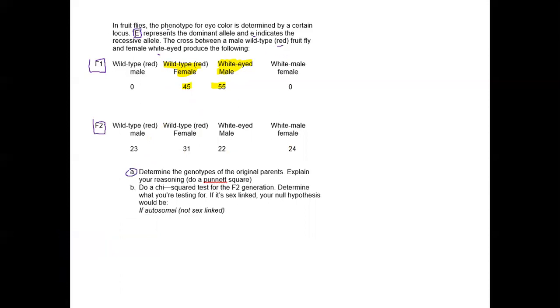So let's talk about this first. I like to write this off to the side: big E is wild type, and they're telling you that's dominant. The little e is going to be white. That's recessive, and wild type in this case is red. The fact that all of the males are expressing that recessive phenotype and no females express it is a pretty big indicator that it's a sex-linked trait. That doesn't just happen randomly, especially with a population of about 100.